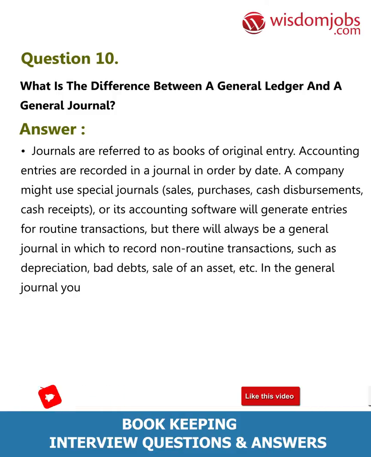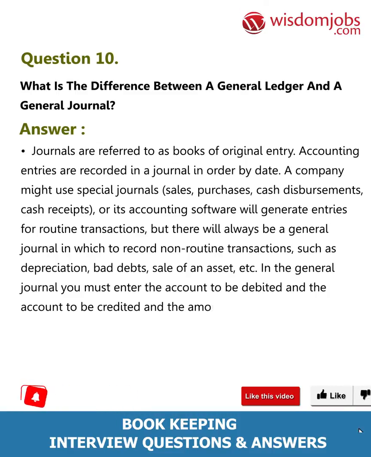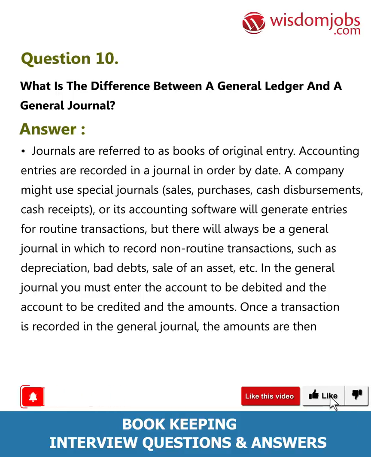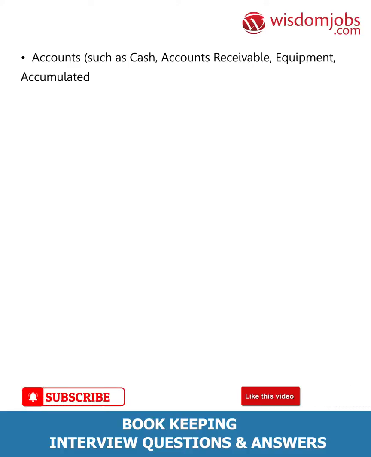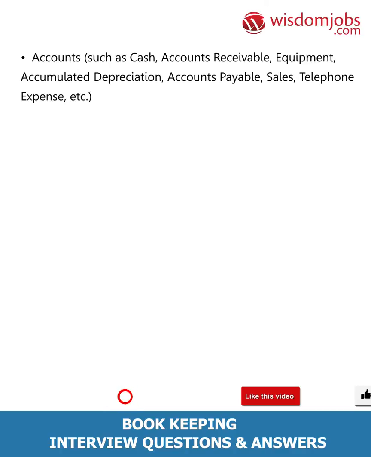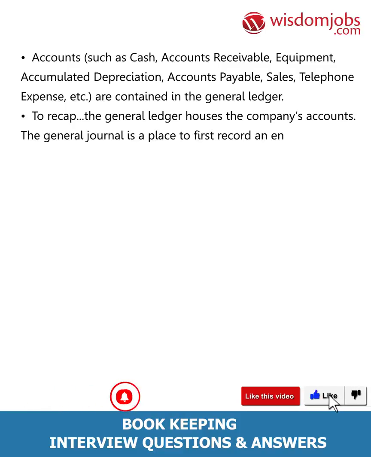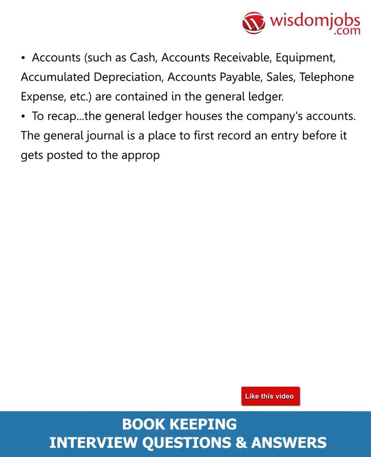In the general journal, you must enter the account to be debited and the account to be credited and the amounts. Once a transaction is recorded in the general journal, the amounts are then posted to the appropriate accounts. Accounts such as cash, accounts receivable, equipment, accumulated depreciation, accounts payable, sales, telephone expense, etc. are contained in the general ledger. To recap, the general ledger houses the company's accounts. The general journal is a place to first record an entry before it gets posted to the appropriate accounts.